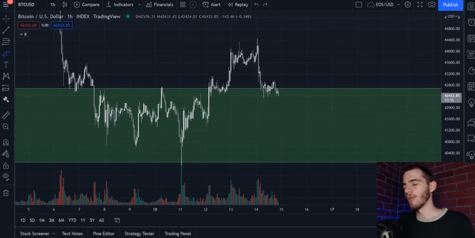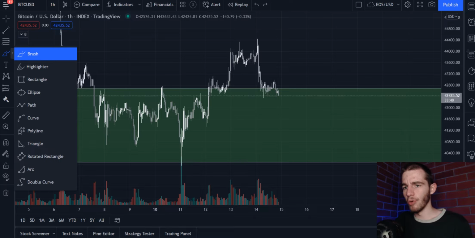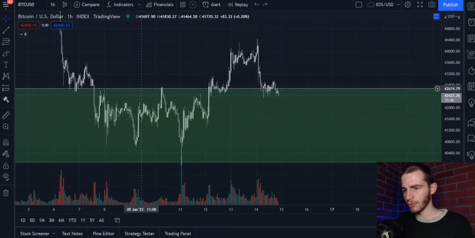Now, right now in the market, we have a bit of a different scenario. We've corrected down a little bit, and what we can actually notice is that we've come to a bit of a smaller support zone. So let's remove this larger support box right now.